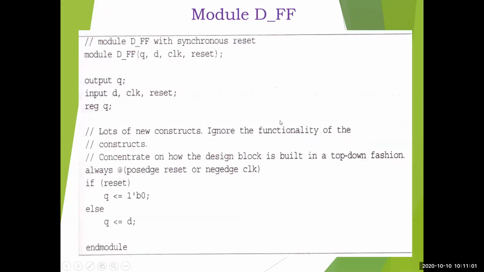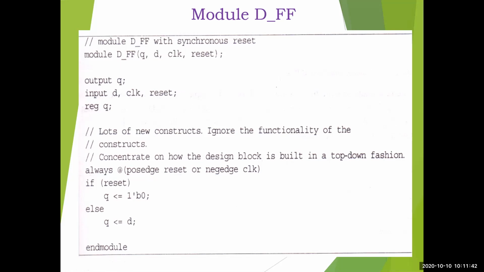So this is the functionality here. Always is the keyword for behavioral description. Always at, and inside that we write the sensitivity list: positive edge reset or negative edge clock. How to write this and all, we will cover in behavioral description. So if reset is 1, then output is 0, else Q will be whatever D input is coming. That is the D flip-flop. So now the design block we have written: ripple carry counter, T flip-flop, and then D flip-flop.